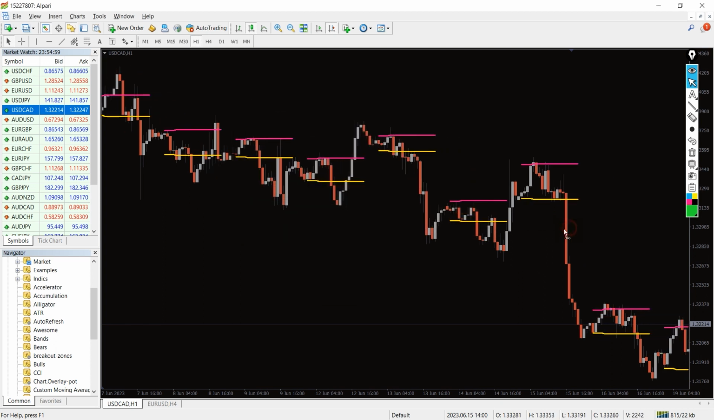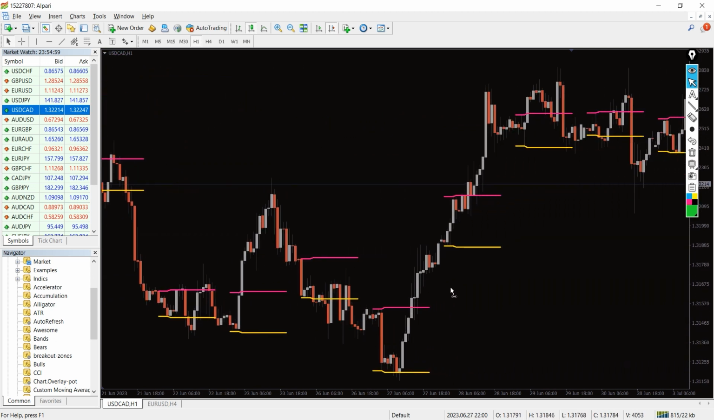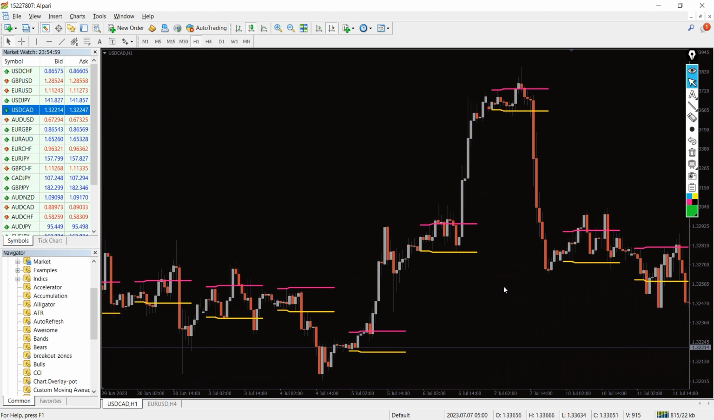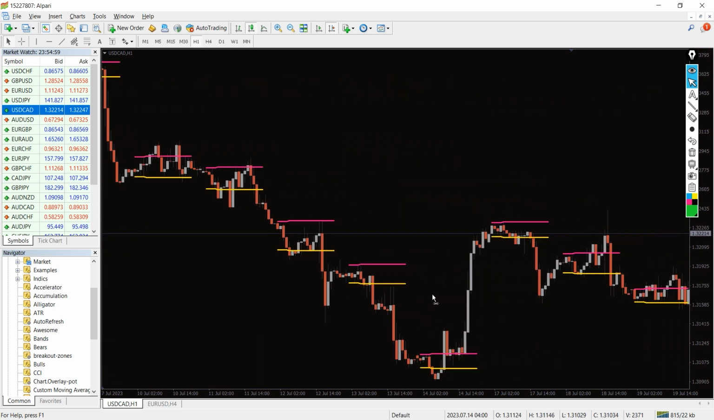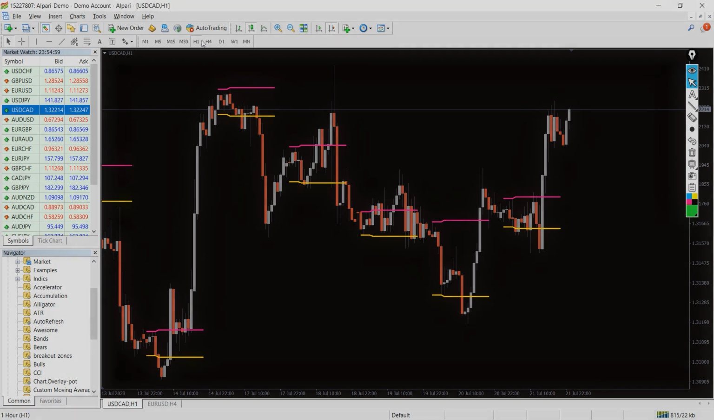The Breakout Zones indicator for MT4 is an essential indicator for support and resistance trading. You just search for a zone and wait for a breakout to determine potential market direction. However, you should be prepared to face many false breakouts.